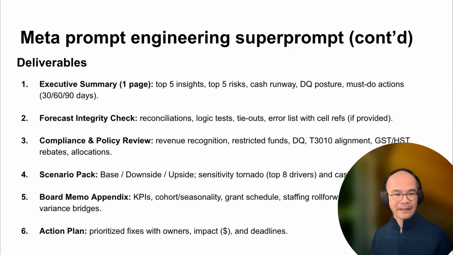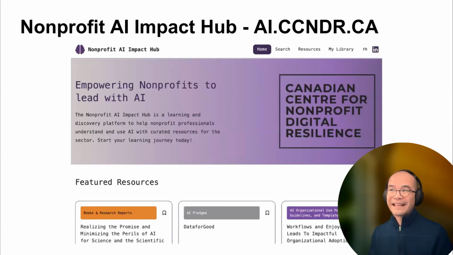The other thing that I'd like to share with everyone is the Nonprofit AI Impact Hub. So this was released by CINDR back in the fall, and that's ai.cindr.ca. I'll drop the link in the chat after I finish my portion here.